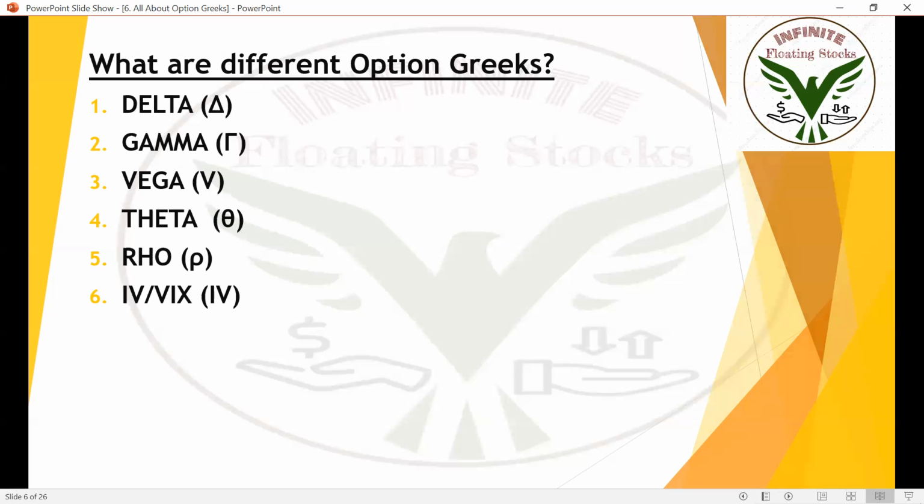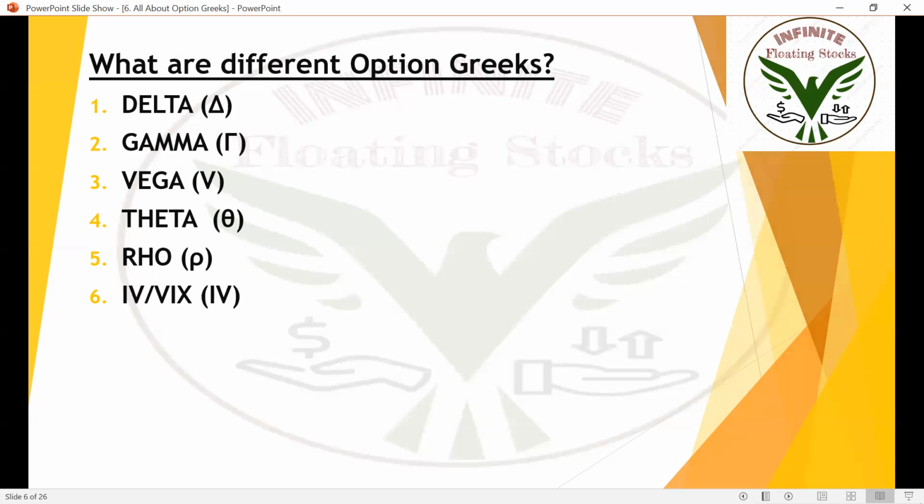I'm going to show a website where details of all these option Greeks are available. We need to check the delta price, gamma price, vega price, theta price, and IV. We need to check all these things before selecting a strike price or before entering into a trade.